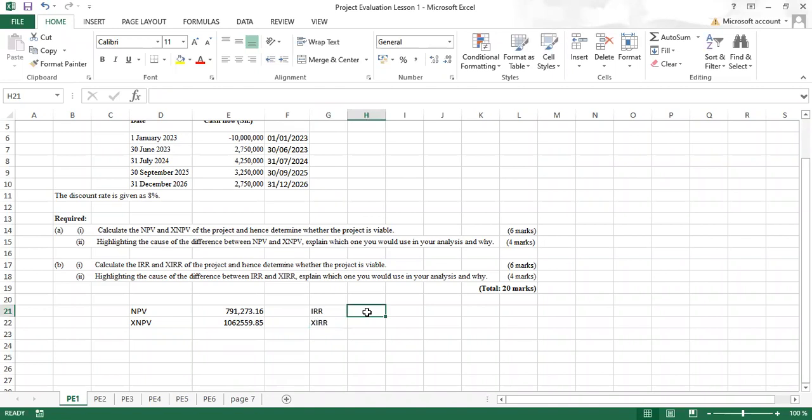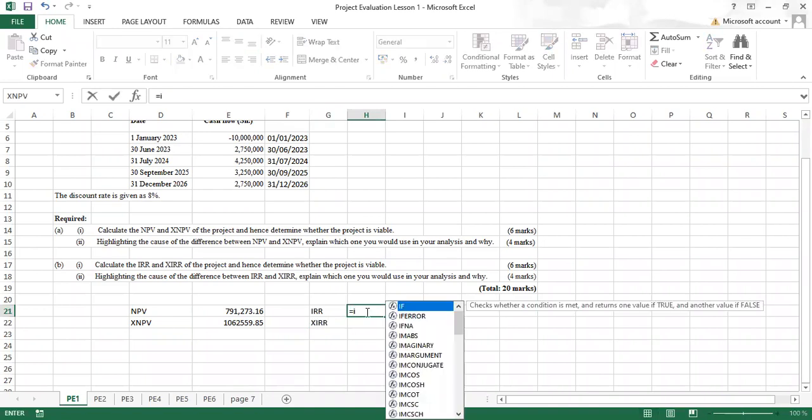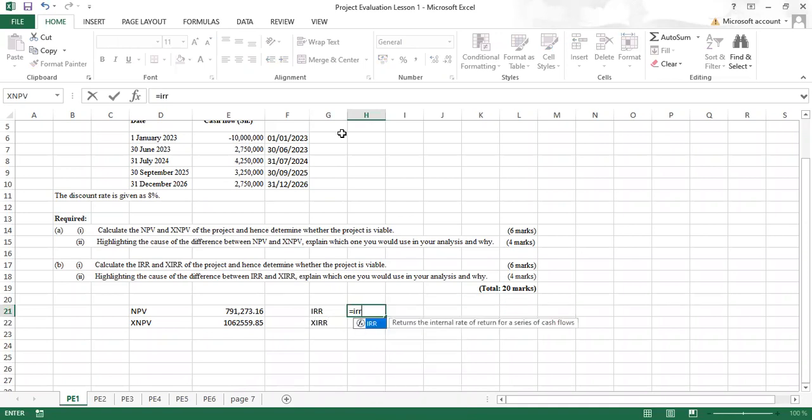So IRR is very simple: equal sign, IRR. You press the tab button, and you are asked for the values. The values under IRR, we just take all the values this way, and we close our brackets. It's not a must to put a guess here. The computer is very smart, so you just leave it, you don't guess. Even if you guess, there's no difference. So you close the brackets and press Control Enter.